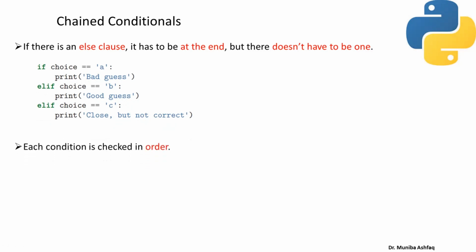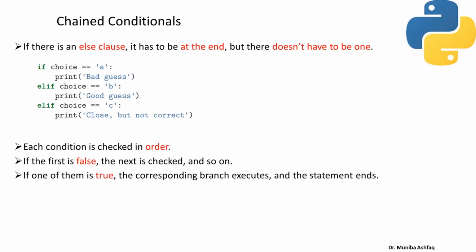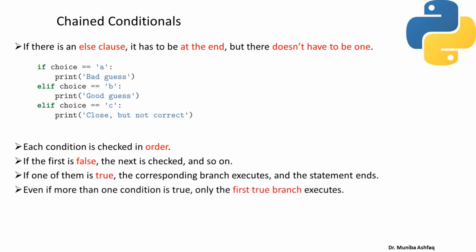Each condition is checked in order. So if you are going to check these conditions, then you have to go in order, not out of order. If the first is false, the next is checked, and so on. If one of them is true, the corresponding branch executes and the statement ends. Even if more than one condition is true, only the first true branch executes.